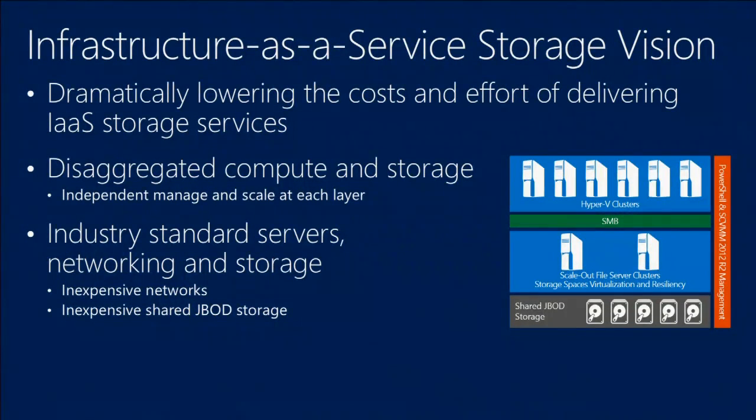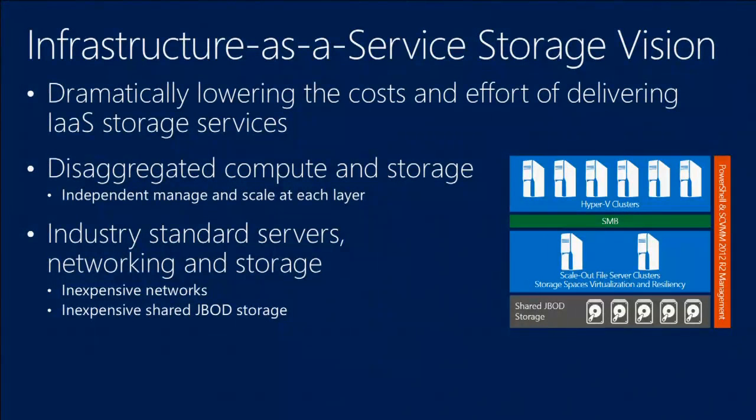And we're achieving this dramatically lowered cost and complexity through two high-level methods. Number one, the architecture disaggregates your compute and storage. As your compute needs grow, simply scale your compute. As your storage needs grow, simply scale your storage. These are not inextricably tied. We reduce the costs by utilizing industry-standard commodity servers, networking, and storage.